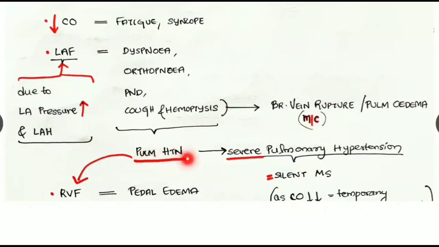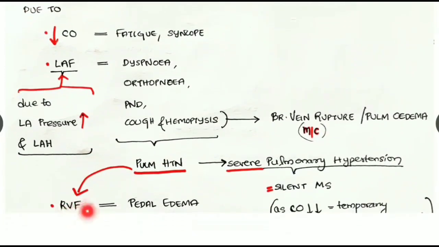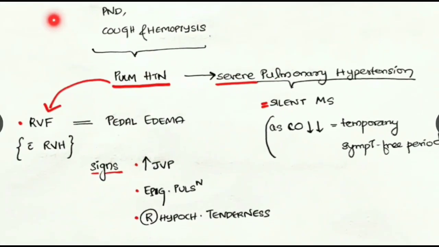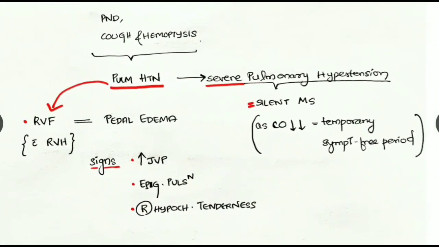So there develops the pulmonary hypertension features, and this leads to the right ventricular failure, which is an after effect of this pulmonary hypertension. And we have to see what the features of this right ventricular failure are. It is following this right ventricular hypertrophy, and this right ventricular failure is seen as pedal edema. And some other signs of this right ventricular hypertrophy are increased JVP, epigastric pulsation and right hypochondrial tenderness.